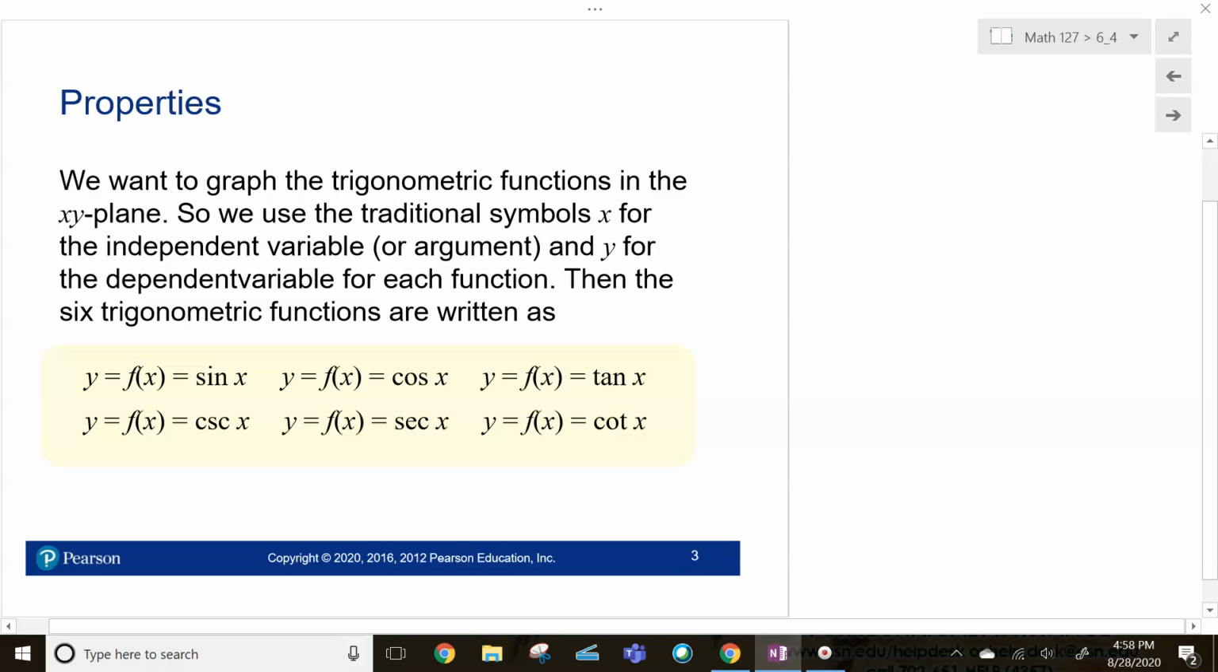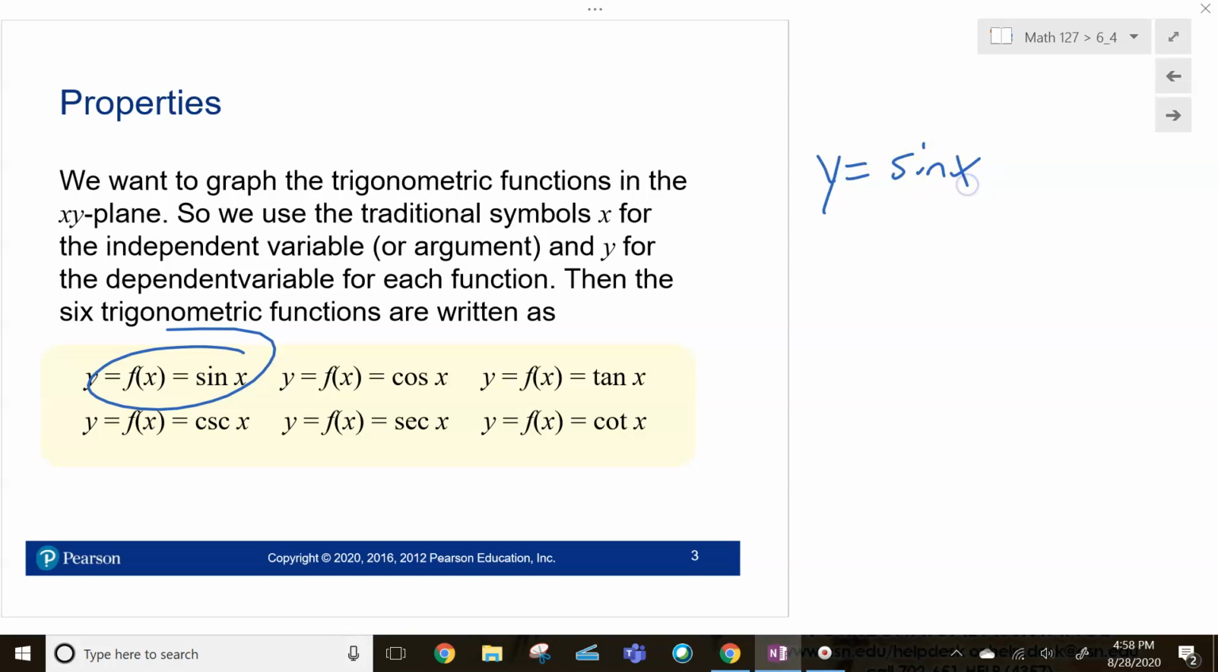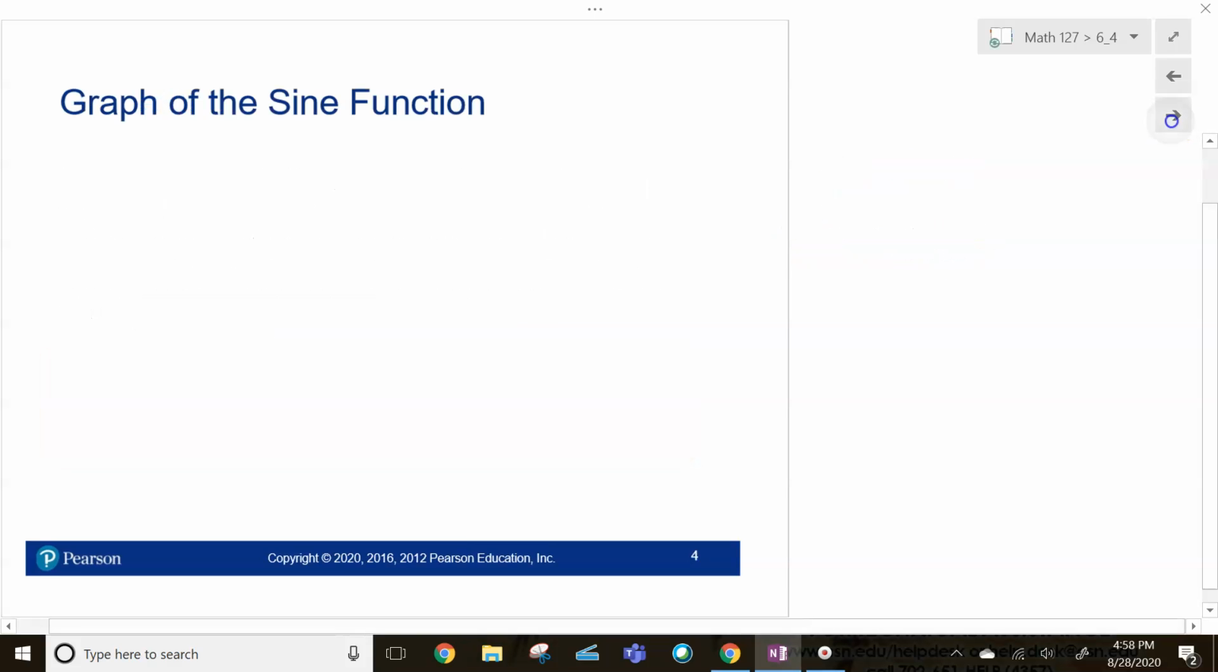We're going to take a look here today at graphs of the sine, cosine functions, and do some transformations with those. So first we're going to take the sine and let this be a function. We're going to define f of x to be the sine of x, so f of x equals the sine of x.